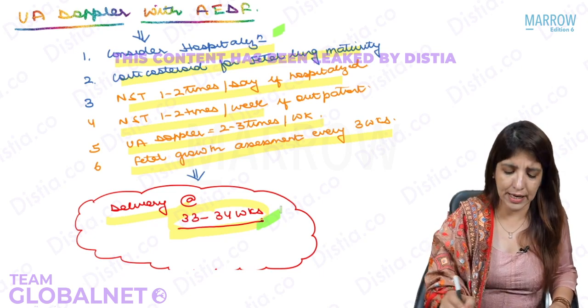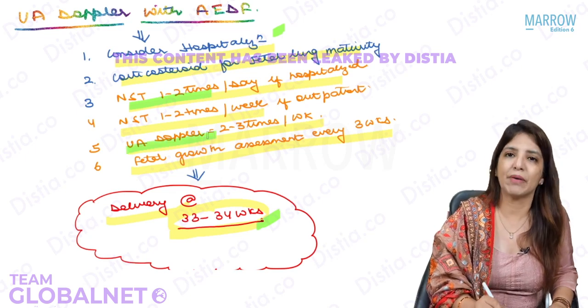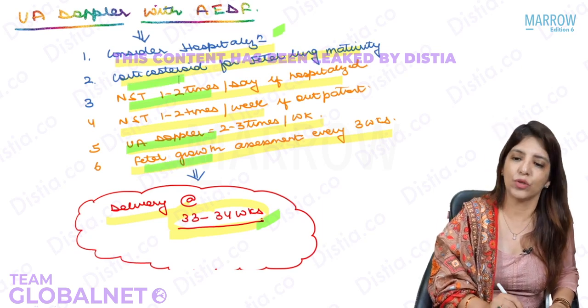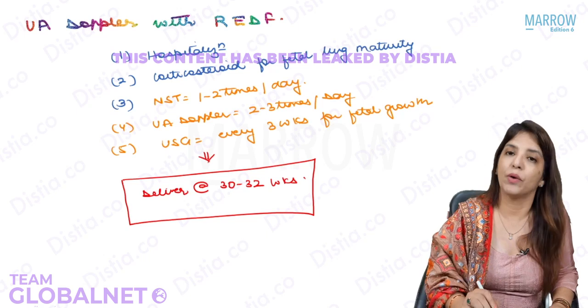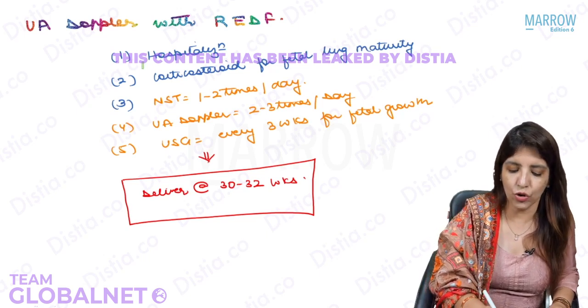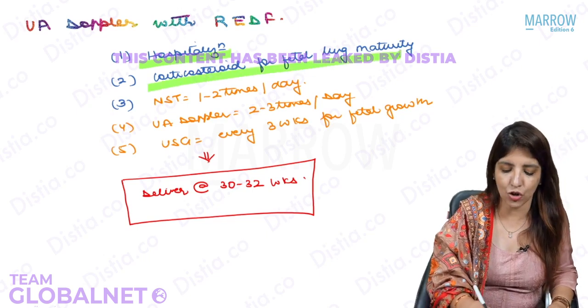Rest everything is same, that you have to do NST 1 to 2 times daily. You have to go for umbilical artery Doppler 2 to 3 times in a week. Then you have to go for fetal growth assessment every 3 weeks and you have to give corticosteroids. So look over here. If umbilical artery Doppler is showing you reversed end diastolic flow, you have to do hospitalization. You have to give corticosteroids for fetal lung maturity.